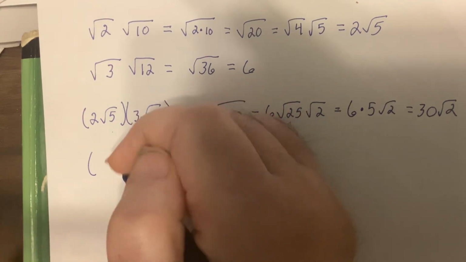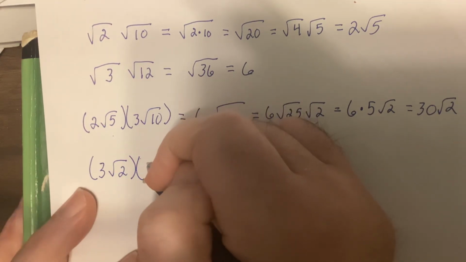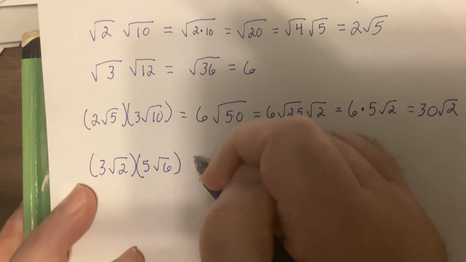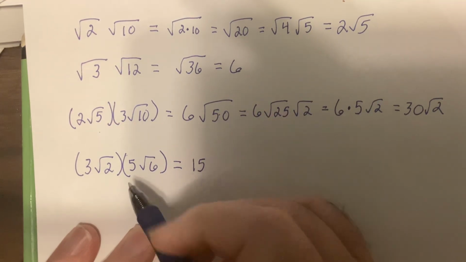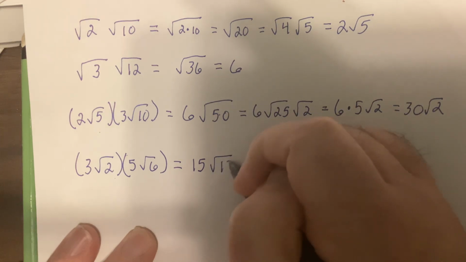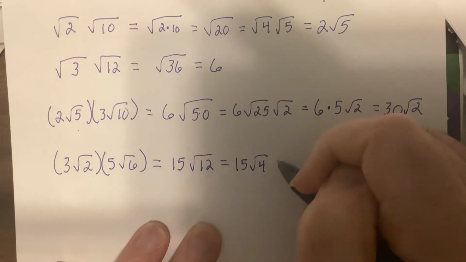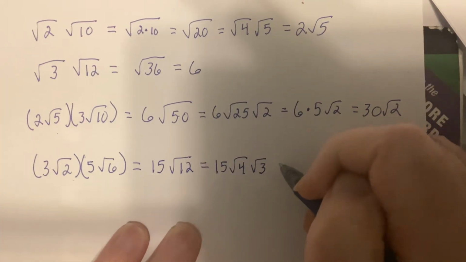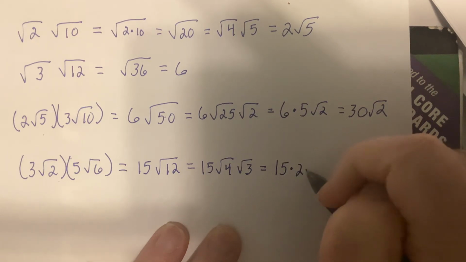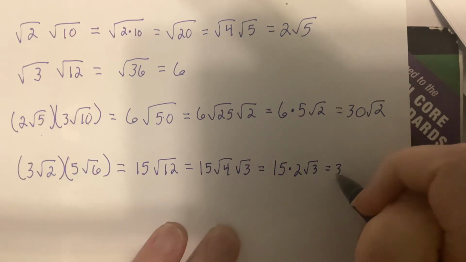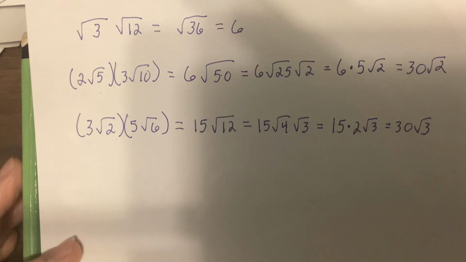So if I had 3 square root of 2 times 5 square root of 6, so it'd be 3 times 5 is 15. Square root of 2, square root of 6 is square root of 12. 12 would be 4 and 3. Square root of 4 is 2. So it would be 30 square root of 3. So it's just a reverse of what we've been working on.